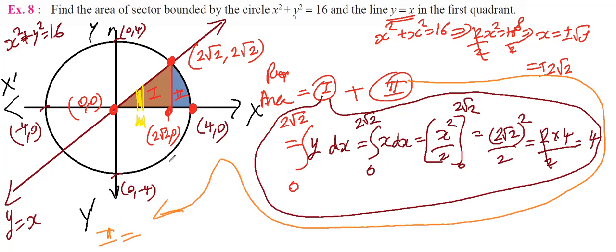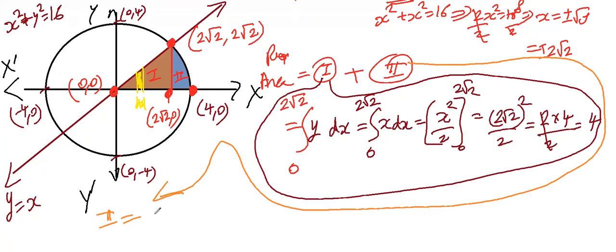This second part goes from 2 root 2 to 4. So the integration is from 2 root 2 to 4. What elementary strip am I going to take here? This is the elementary strip I am taking. So this is your dx, and I will write y dx.